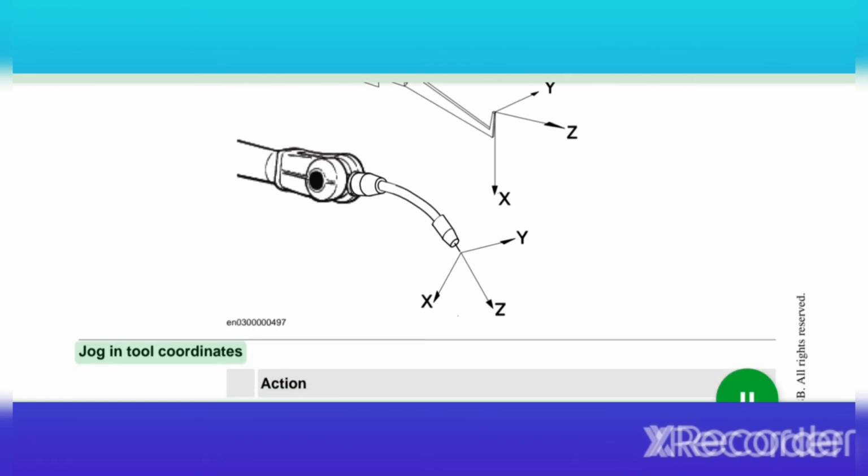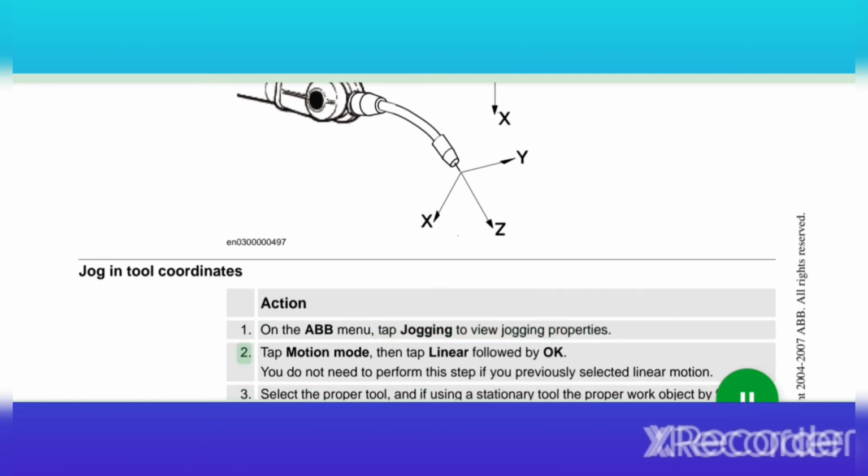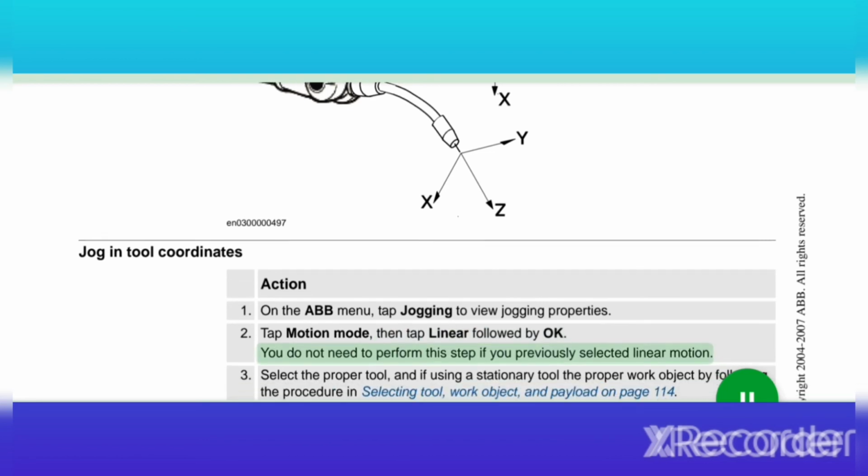Jog in tool coordinates. Action. 1. On the app menu, tap jogging to view jogging properties. 2. Tap motion mode. Then tap linear followed by OK. You do not need to perform this step if you previously selected linear motion.